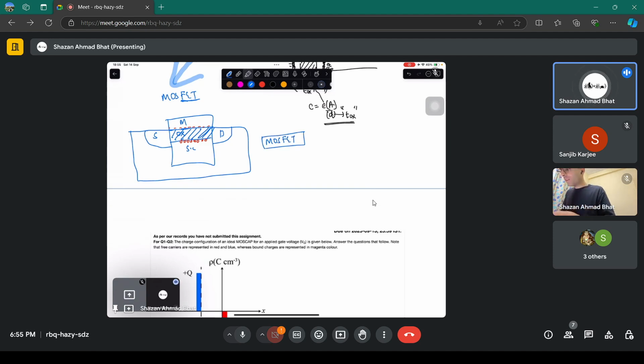That's why you study the MOS system, because this is the core block of the MOSFET. If you understood what happens in MOS, then 50% of the job of understanding what happens in a transistor is done. This is the core block of this MOS.